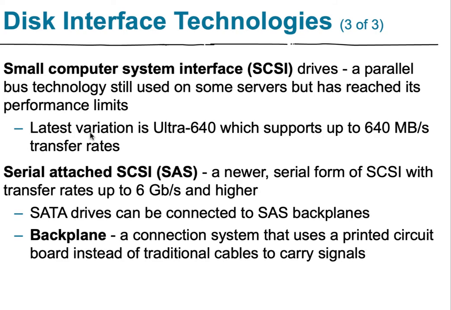SCSI drives were a mainstay in enterprise-class servers for decades, and this drive technology has endured through more than half a dozen upgrades. The most recent SCSI variation, developed in 2003, is Ultra 640 with up to 640 megabytes per second. SCSI is a parallel technology like PATA and has probably reached its performance limits. SCSI, however, has always provided high reliability and enterprise-level command features, such as error recovery and reporting.